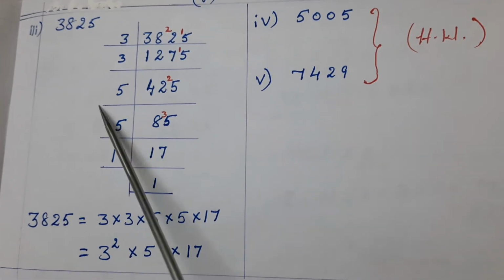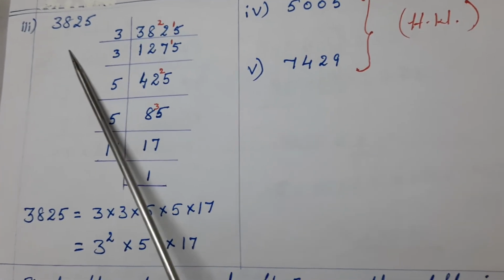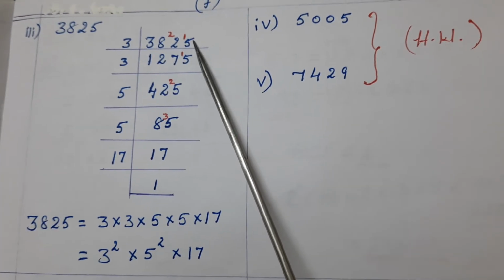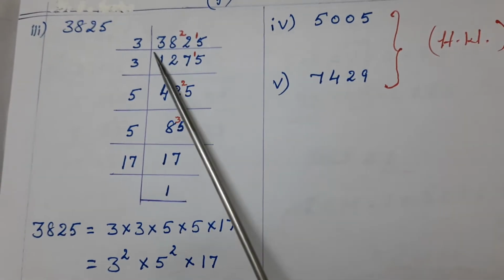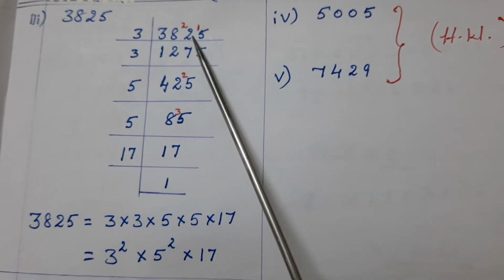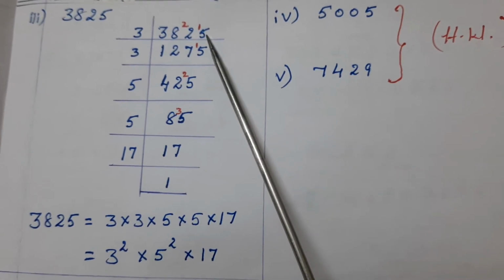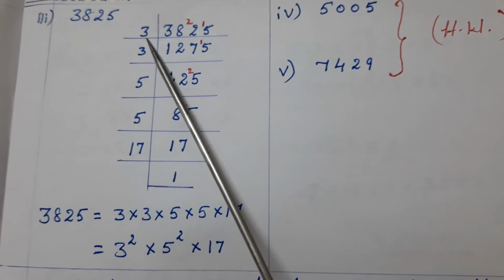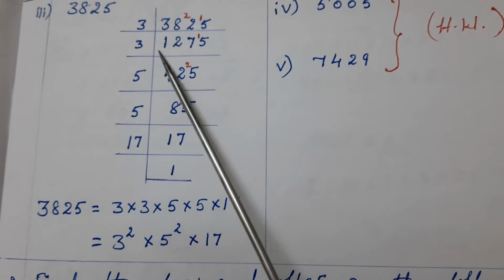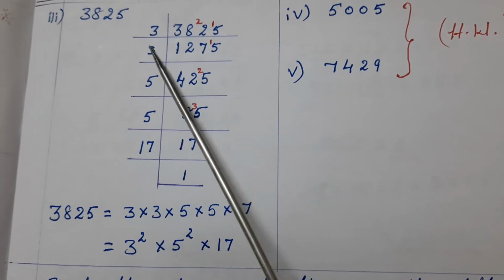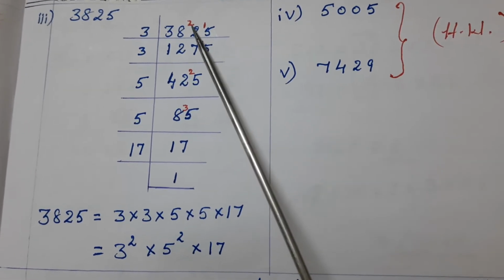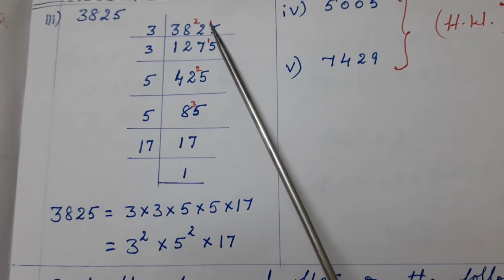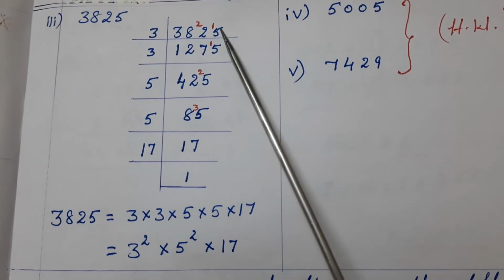Next, third question, 3825. Here the ending number is 5. It's not an even number. So you see whether it is divisible by 3. Add the numbers. 3 plus 8, 11. 11 plus 2, 13. 13 plus 5, 18. 18 is divisible by 3. So I can divide by 3. You should know the divisibility test. 1 3s are 3. 2 3s are 6. Carry over 2. 7 3s are 21.